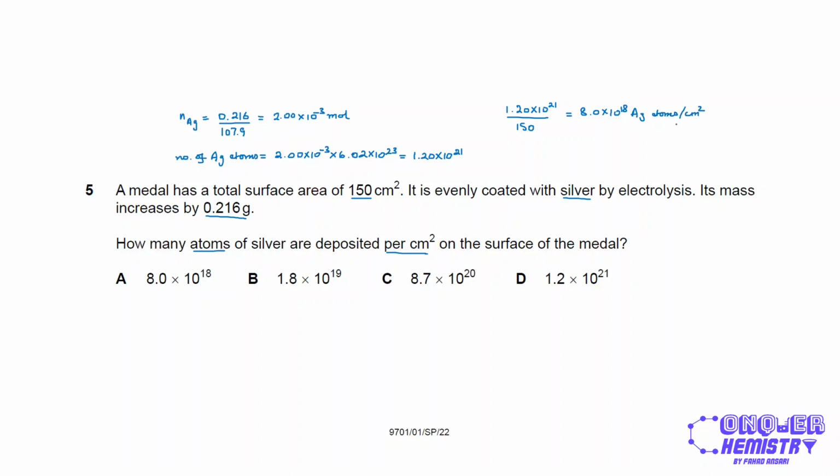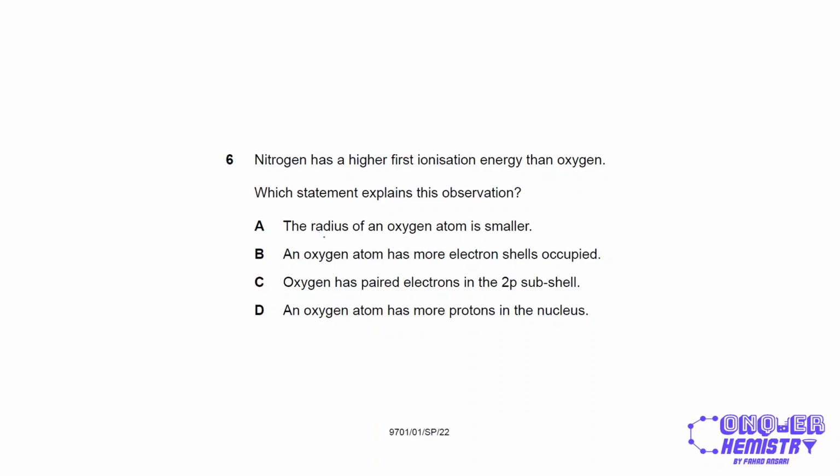And so option A will be correct. Next: nitrogen has a higher first ionization energy than oxygen. Which statement explains this observation?